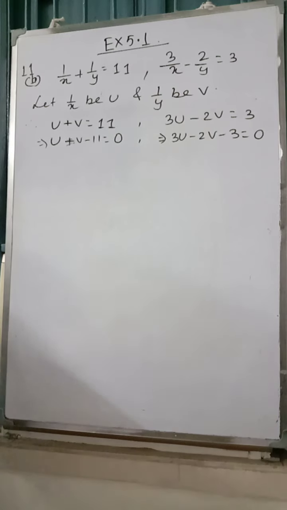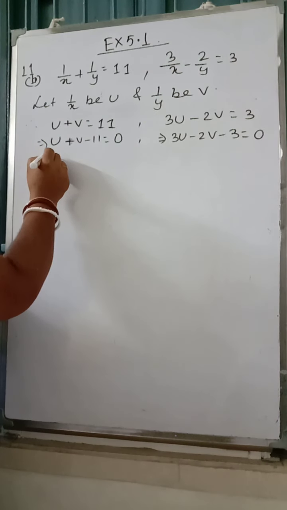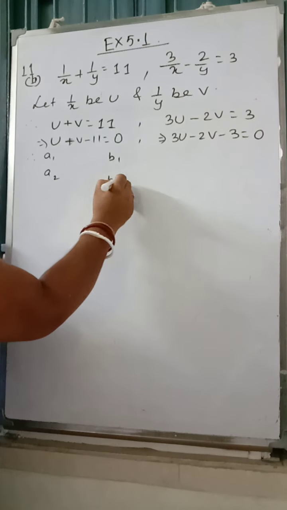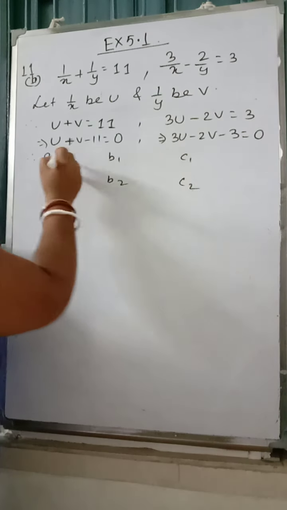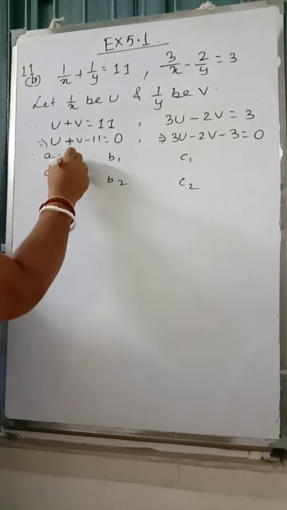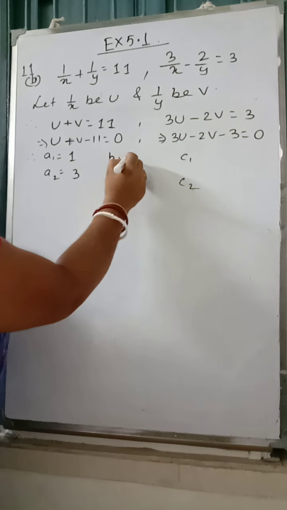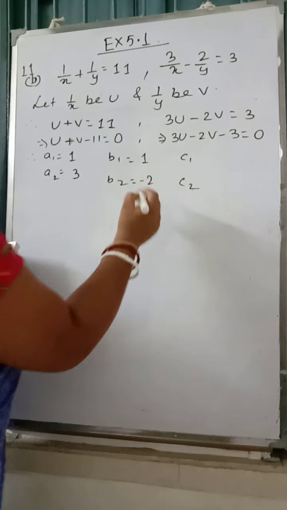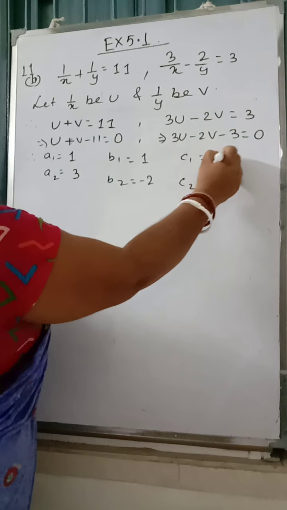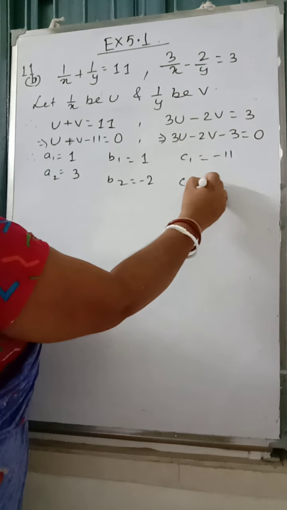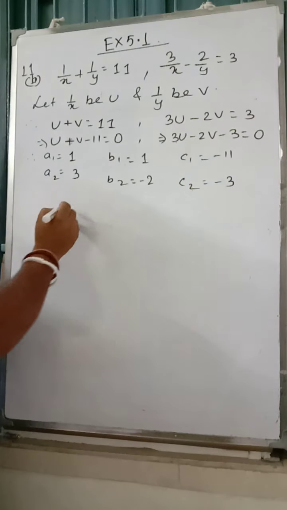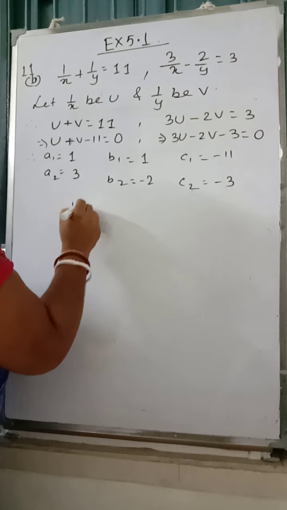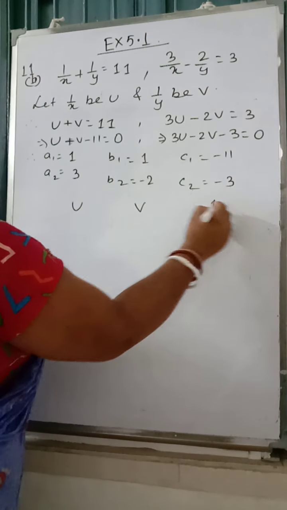Now we have a1, a2, b1, b2 and c1, c2. For a1 we have got 1 and a2 we have got 3, b1 we have got 1 and b2 we have got minus 2, and c1 we have got minus 11, c2 we have got minus 3. The formula you know, though here I have not x y, so I will be taking u, v and 1.